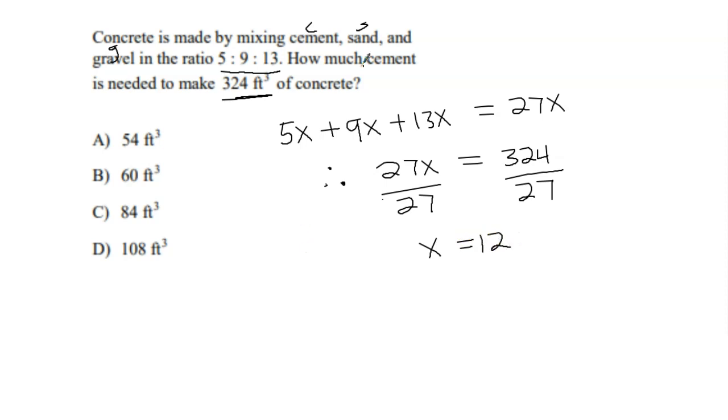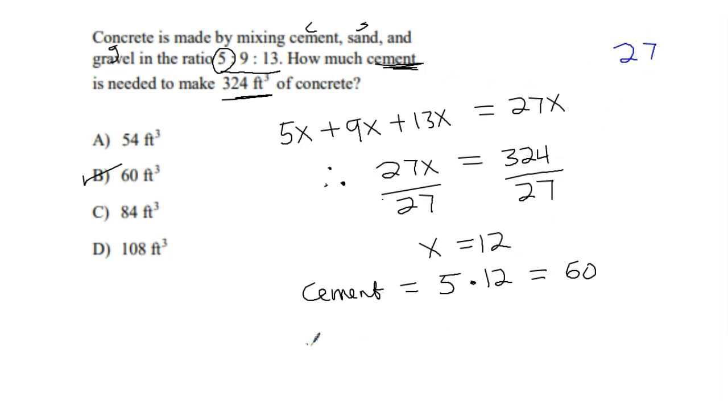So therefore, how much cement? So cement is the first one. So if you need cement, 5 times 12, that will be 60. So this is that option. Somebody can do it right away here. You add all of them and you will get 27.